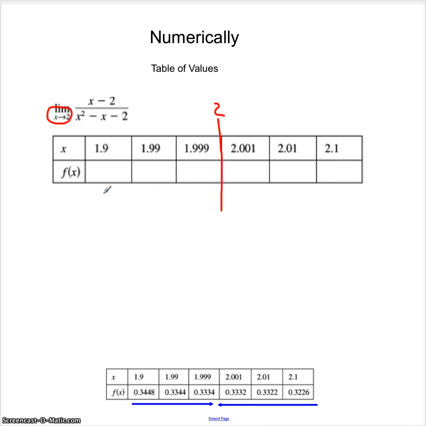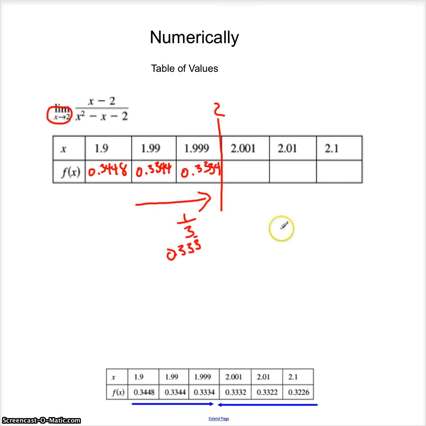Now you can see I've uploaded this from the textbook. It turns out this one is 0.3448. This one is 0.3344. This one is 0.3334. So it looks like, coming from the left, this is getting closer and closer to 1/3, or 0.333.